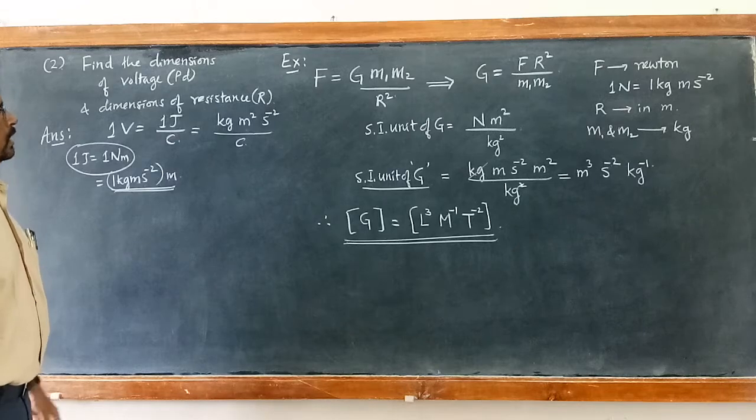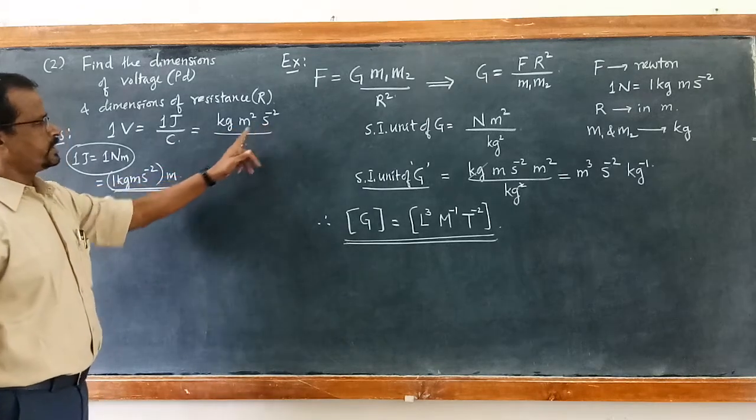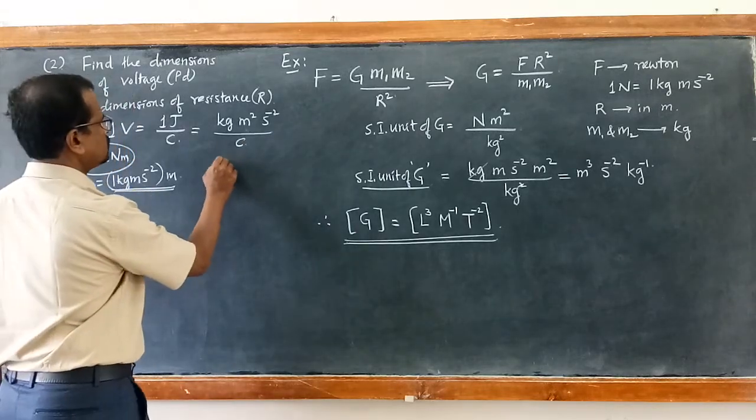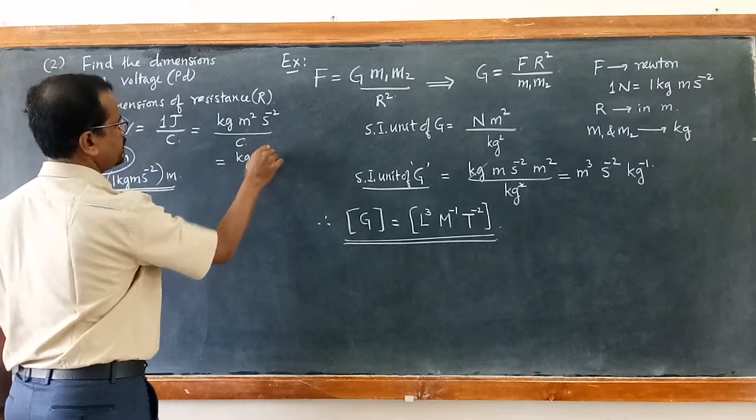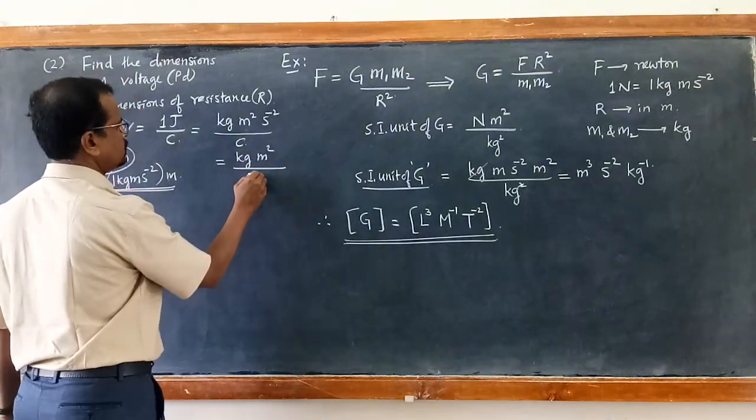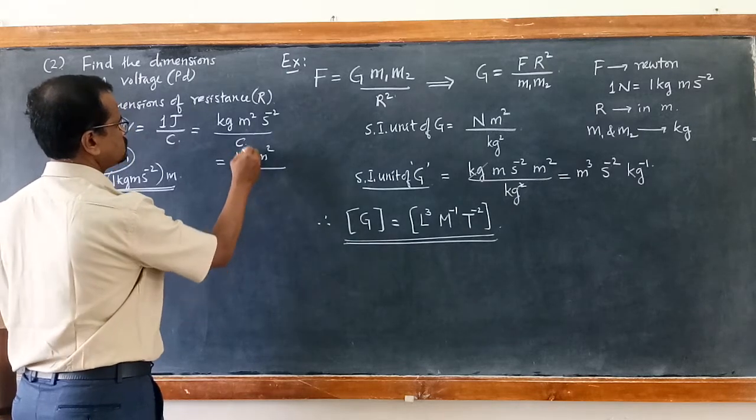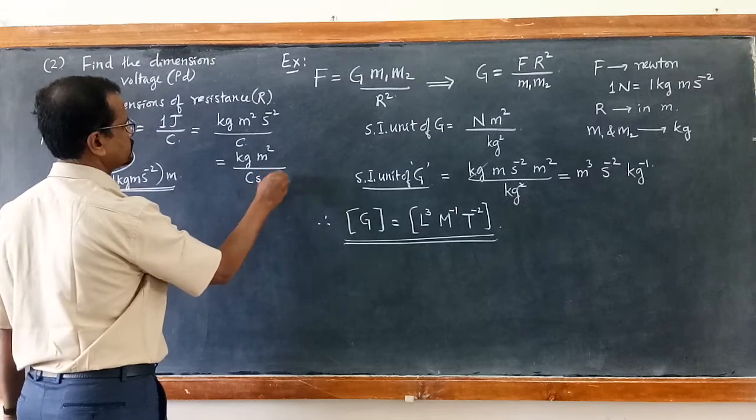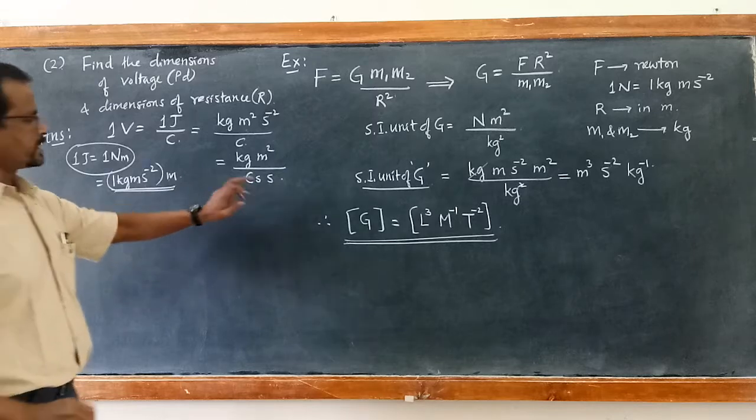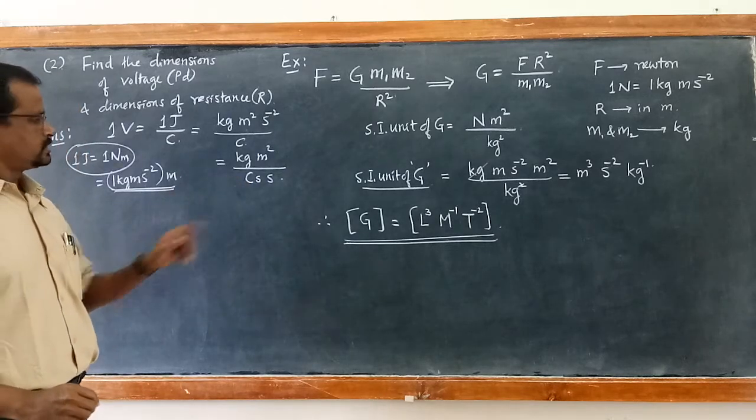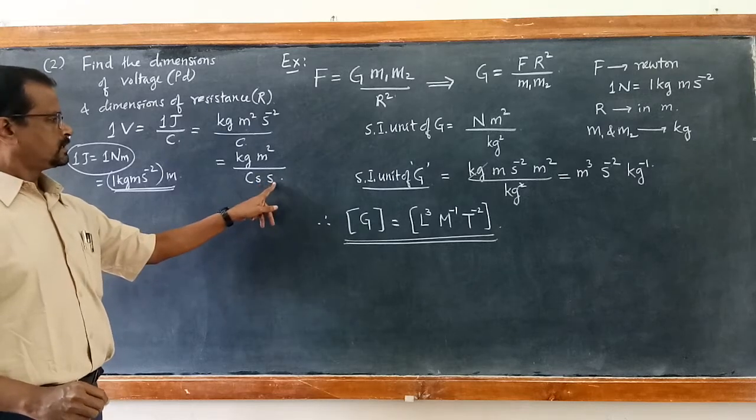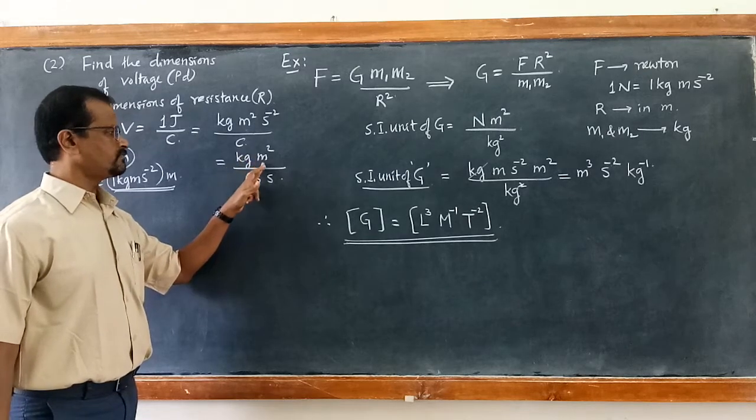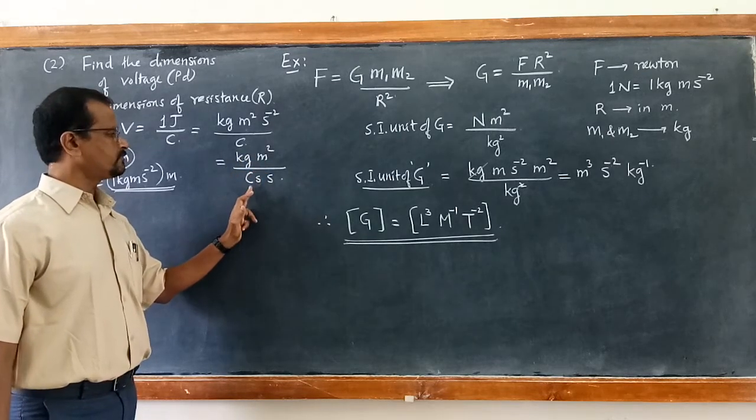Now you take this second square to the denominator. So I can write it as kg meter square divided by coulomb second into second. Coulomb is the SI unit of charge. Second is the SI unit of time. I can write the dimension of mass as M, dimension of length as L square, and dimension of charge.